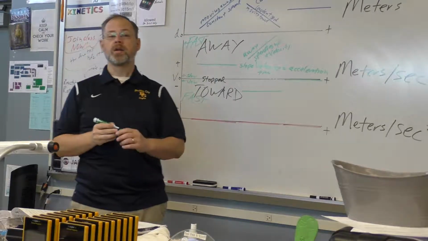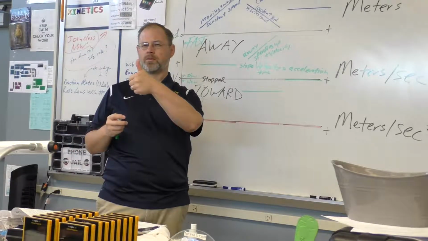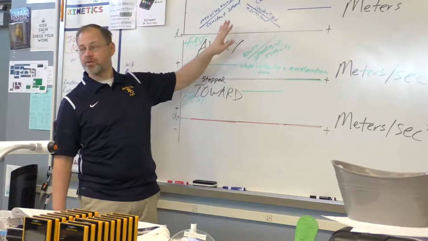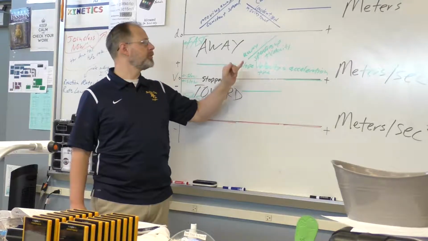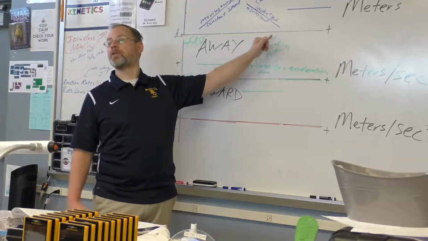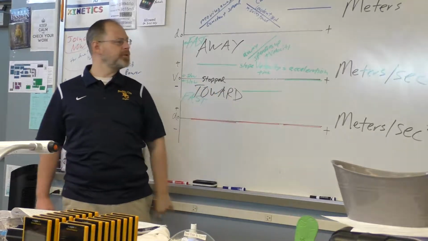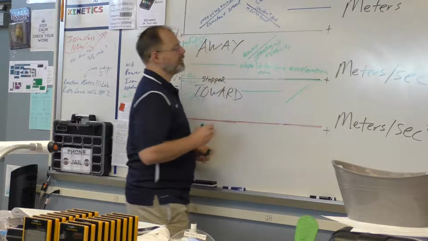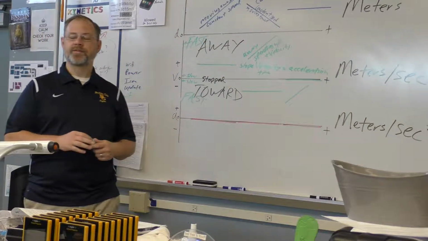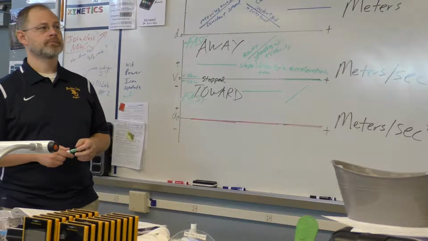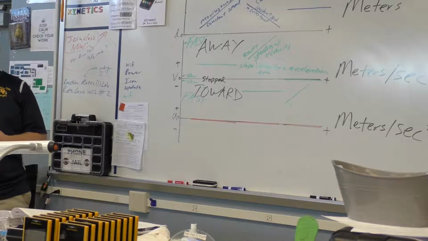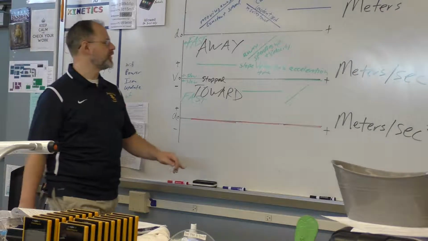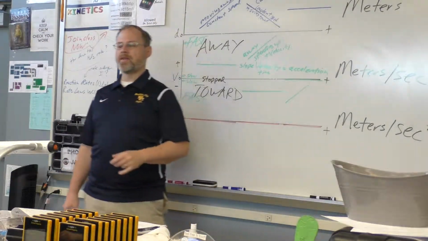Excellent. Give me a thumbs up if that makes sense to you. Okay, so your line is in the positive zone, therefore all your motion is away, and you're speeding up because you're becoming more and more positive in your velocity. What if you saw that same line, but in the negative zone? Take 10 seconds. Chat with your neighbor. What's going on if you see that same line, but in a negative zone?